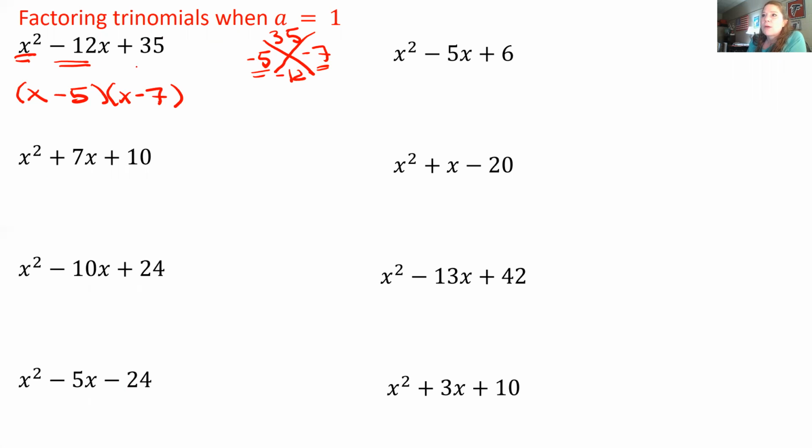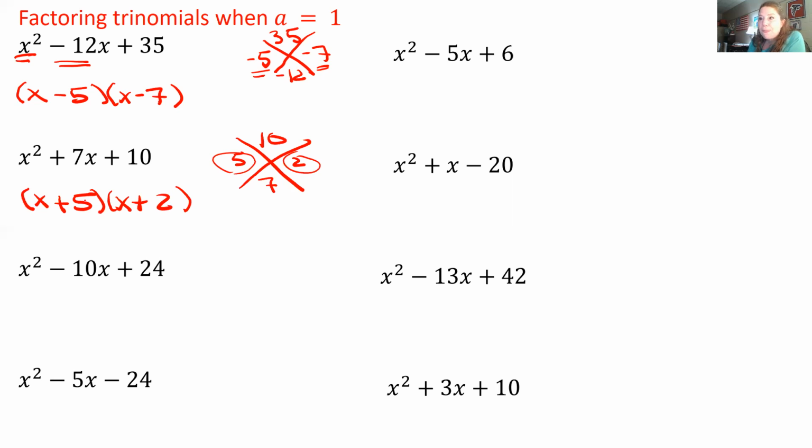So we're just skipping that one step when A equals 1. All right, so once again, we have a 1 here. So basically, we're trying to get a product of 10 and a sum of 7. So that's going to be 5 and 2. So we're going to distribute the x, find the square root of x squared is x, and then our two terms are plus 5 and plus 2. Isn't that easy?